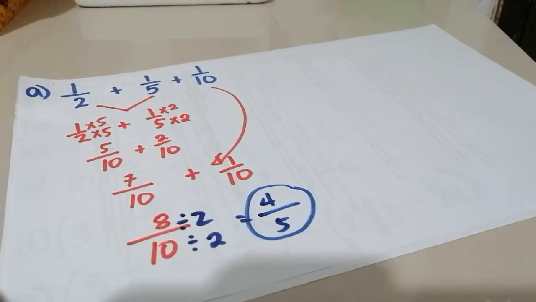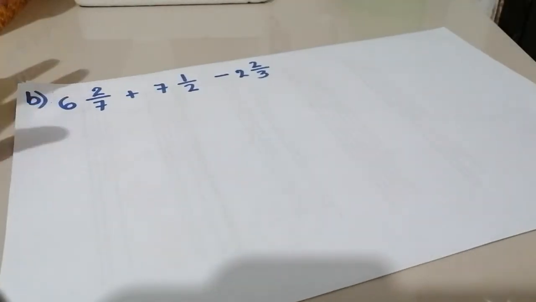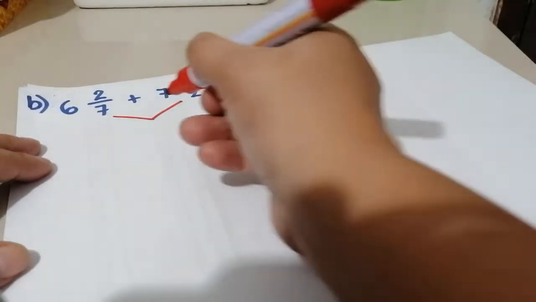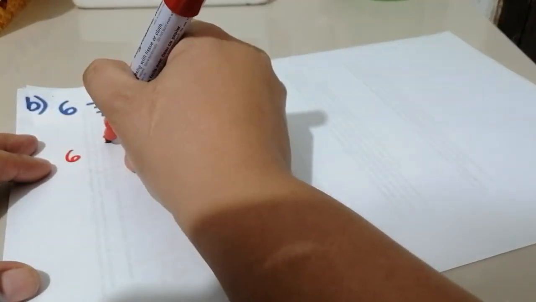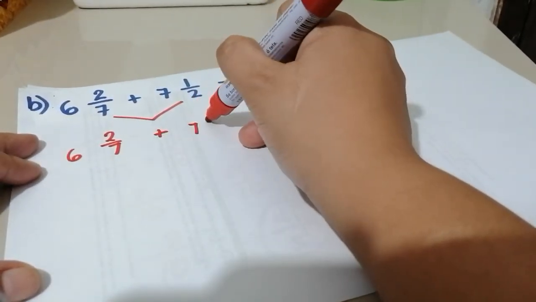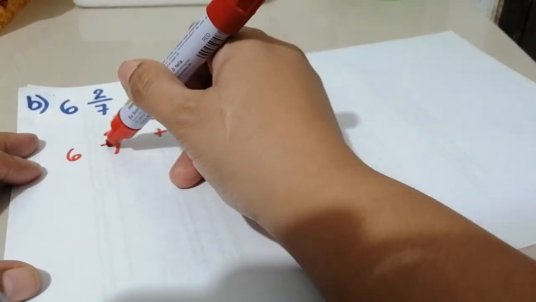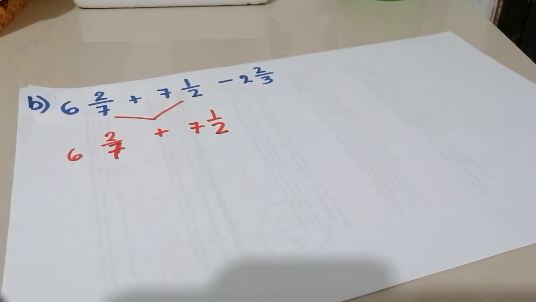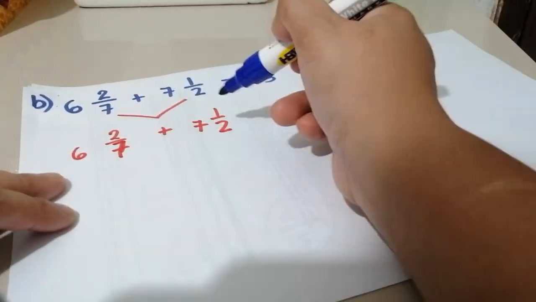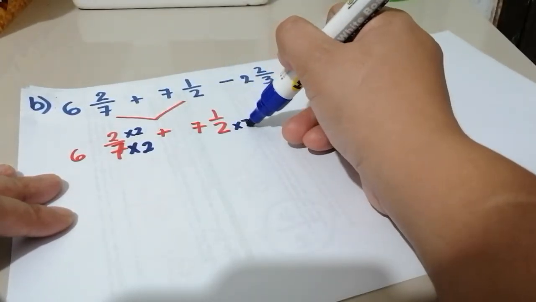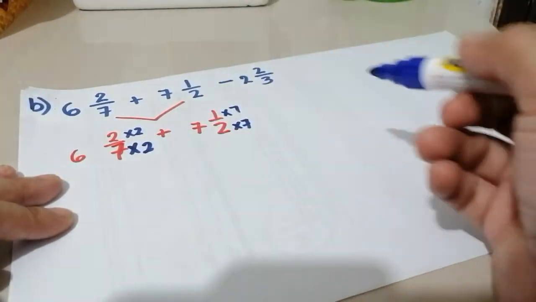Okay? Next, what if we have this kind of fraction? So, again, we just do the first two fractions. Let us rewrite it, 6 2 over 7 plus 7 and 1/2. And we always need the denominators to be the same before we can add them. Since they are not the same again, we multiply this by 2, and this by 2, and then this one by 7, times 7. That is the easiest way.